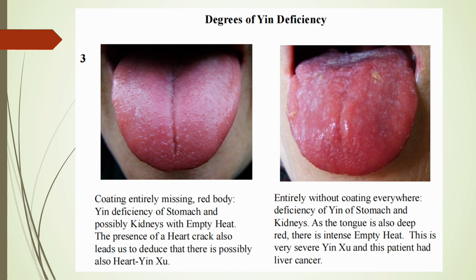This other tongue is entirely without coating everywhere. So this is deficiency of yin of the stomach and kidneys. As the tongue is also deep red, there is intense empty heat. This is very severe yin deficiency and this patient had liver cancer.